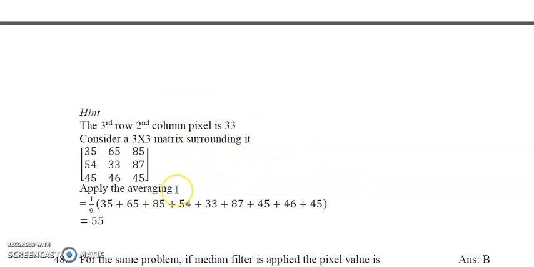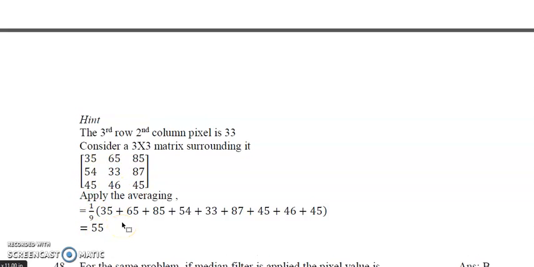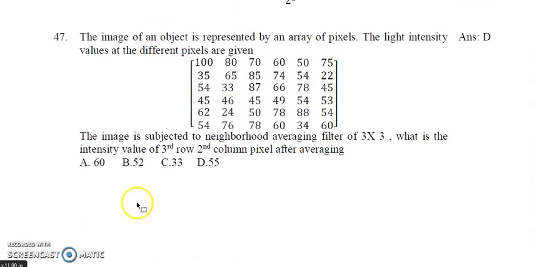So now I am going to apply the average. So you know what averaging is. You sum up all the numbers and then divide by how many numbers there are. That is actually 9 numbers. So 35 plus 65 plus 85 plus 54 plus 33 plus 87 plus 45 plus 46 plus 45 divided by 9. Where does this 9 come from? It is the number of elements. So that is equal to 55. So the answer is 55. Answer is D.